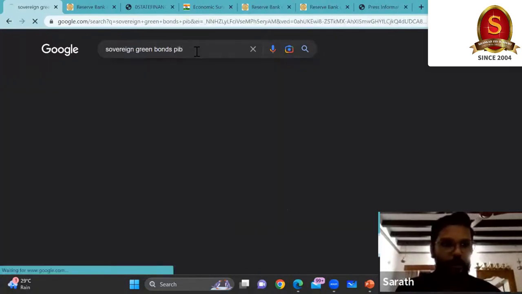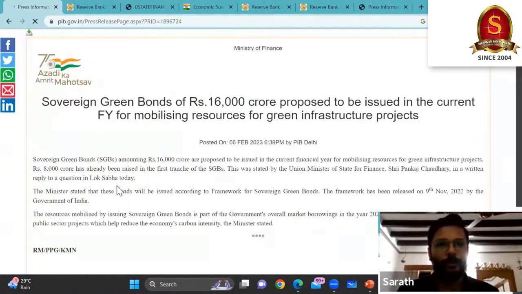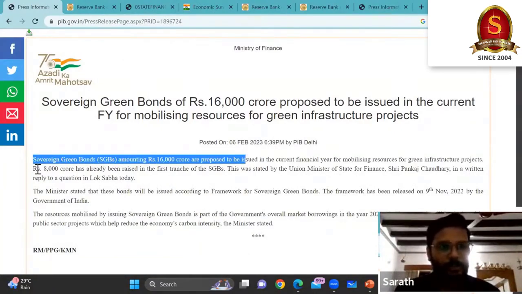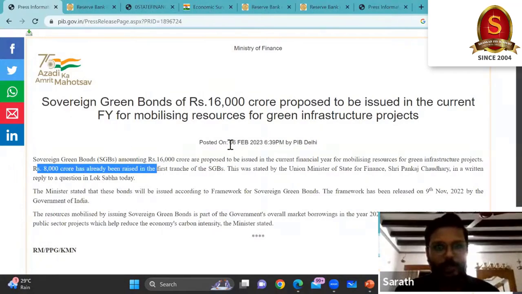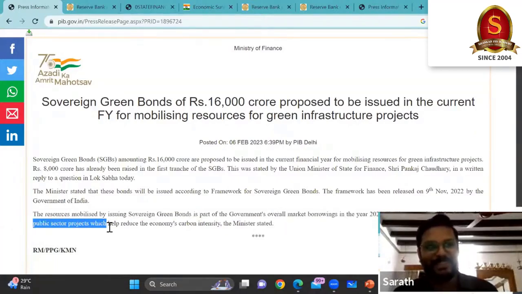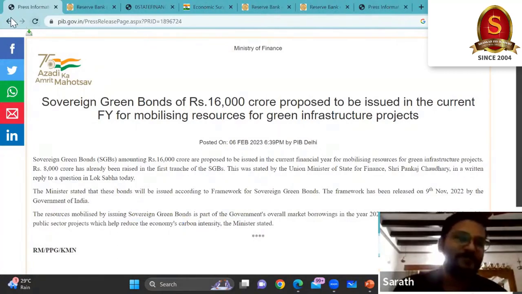Let's see if there is a PIB document. Green bonds. Yeah. So PIB, sovereign green bonds, 16,000 crore. What more do you need? Everything is there. Amounting to 16,000 crore. 8,000 has already been issued on 6th February 2023. Very recent news. Resources, government's overall borrowing deployed in public sector. Okay. Verbatim, whatever I have asked. Reduce economy's carbon intensity.